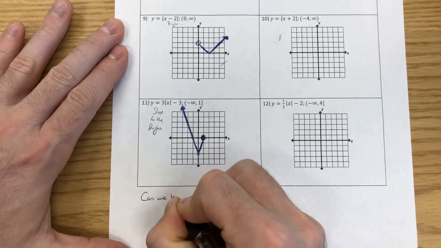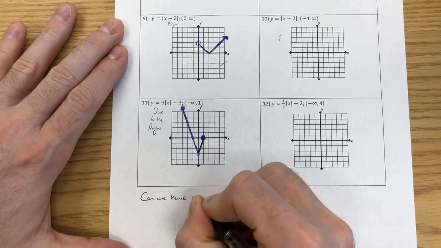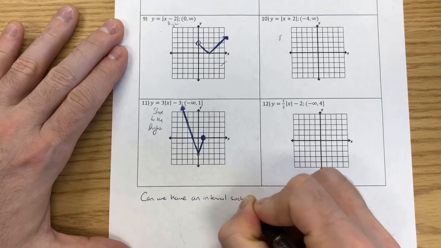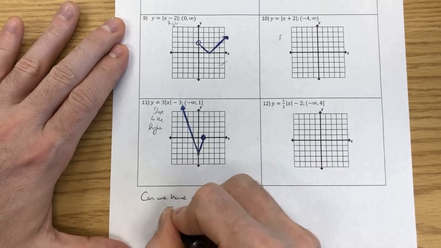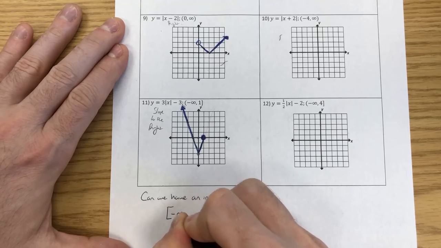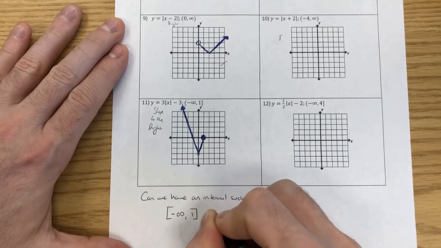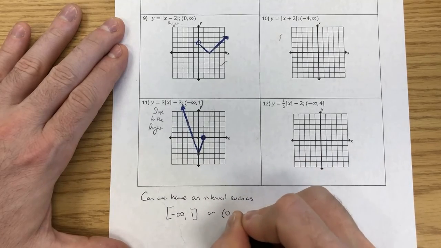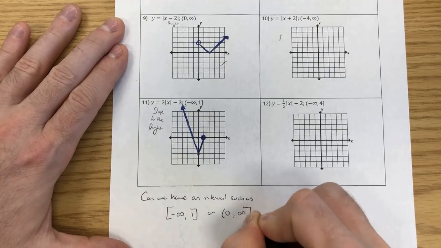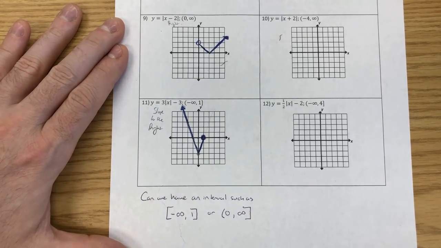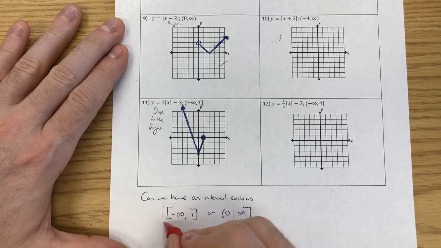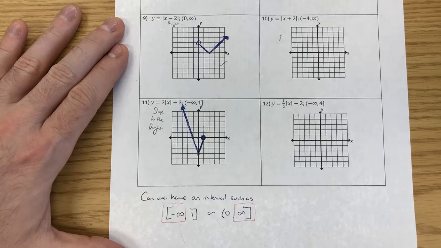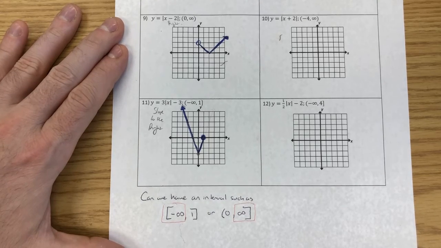Now, the last thing I might ask before we end is, can we actually have an interval such as negative infinity to 1, or like we did on the upper one, let's say 0 to infinity? Can we actually include infinity in our interval? Can this happen? Think about that.